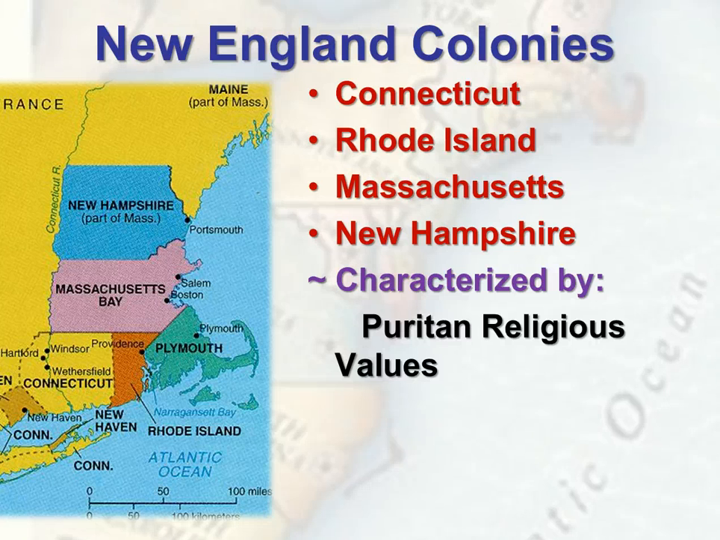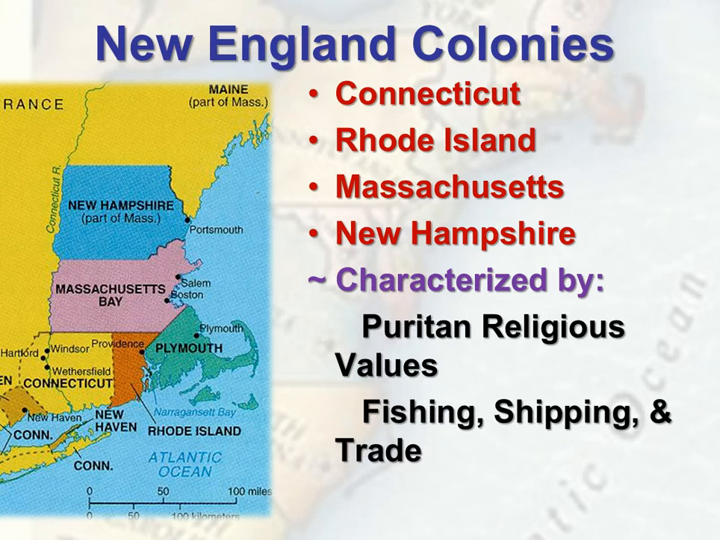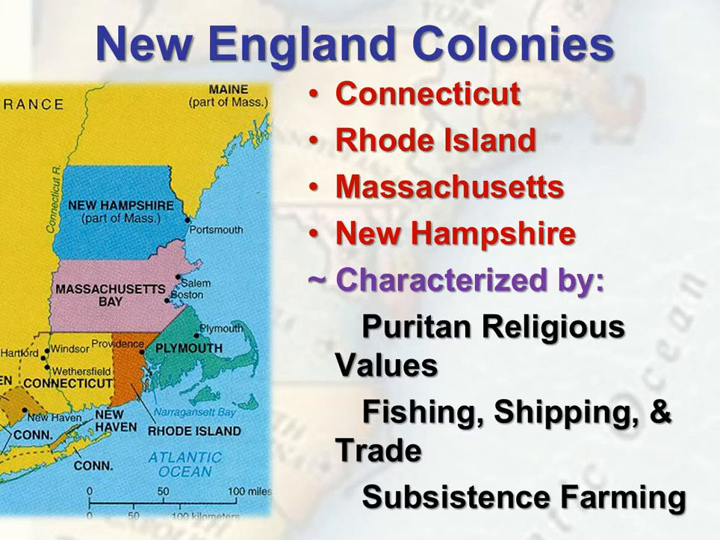Even the Pilgrims, when they came over and they set up Plymouth, all that land belonged to the Puritans of Massachusetts Bay in 1630. So everything is influenced by the Puritans. They have fishing and shipping and trade. They do not live off the land. They survive off the land with what they call subsistence farming.